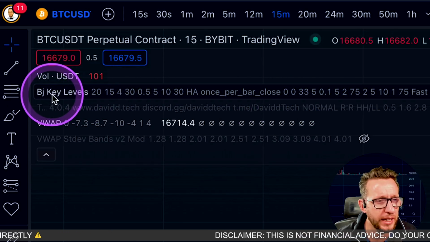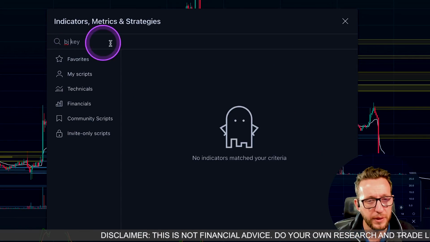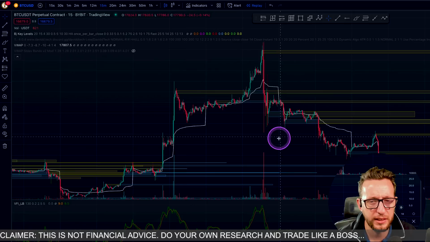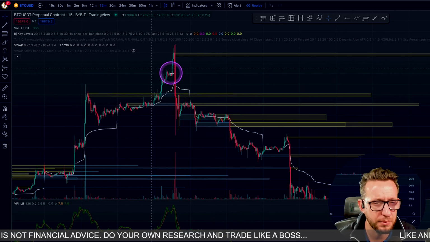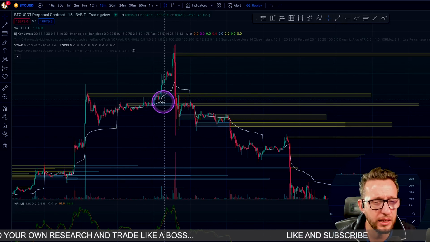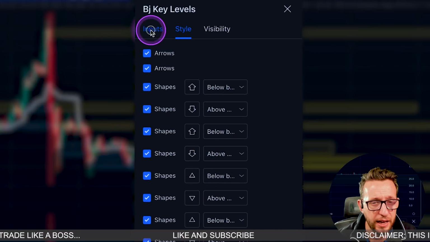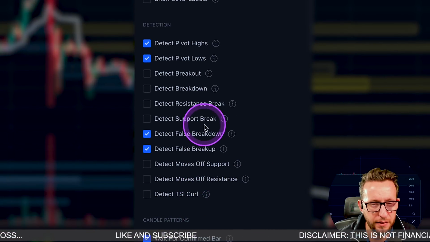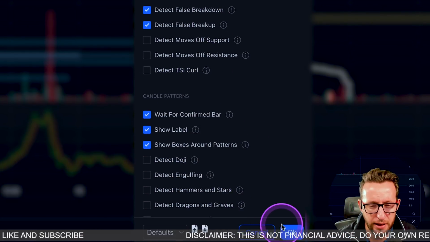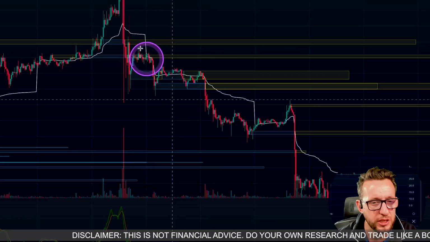We've added the BJ key levels. To add that, you just go to indicators, BJ key levels, just like that, and you add the first one there. Very good indicator. I've used it quite a lot myself in some of my personal trading strategies. It creates key levels, and you can detect the bounce off or the fake outs, etc. All here: fake, false breakouts and breakdowns. You have pivot lines and everything. It's very, very good.